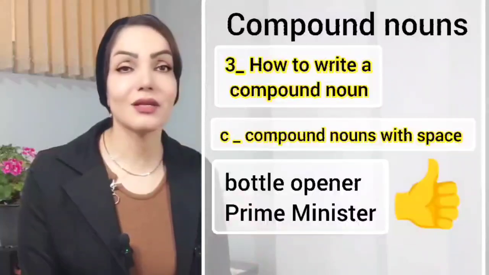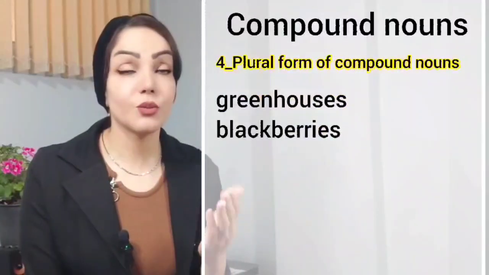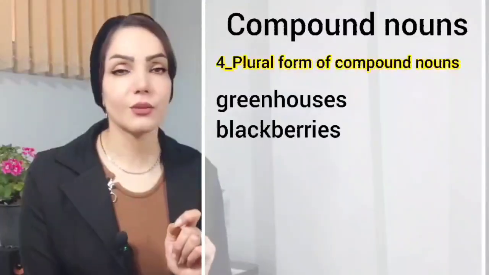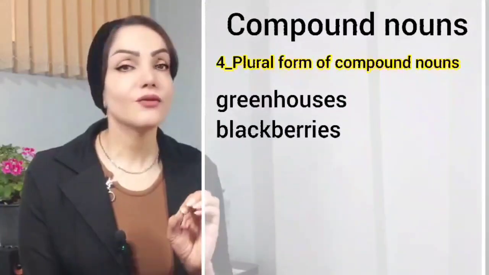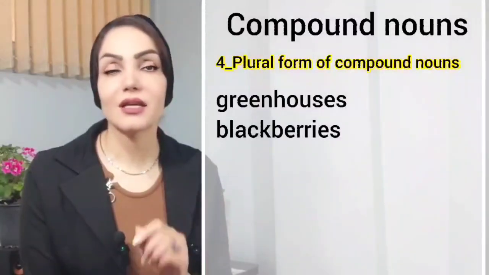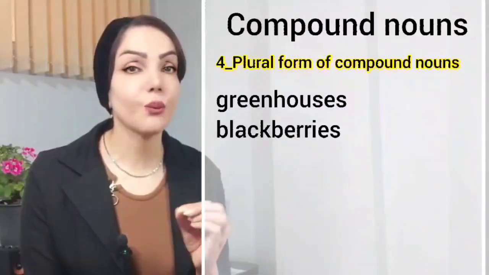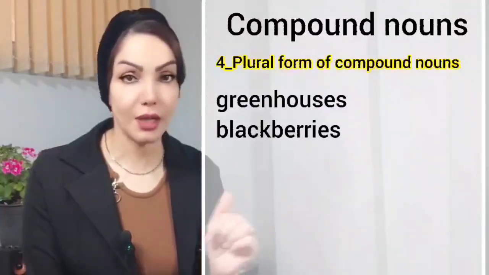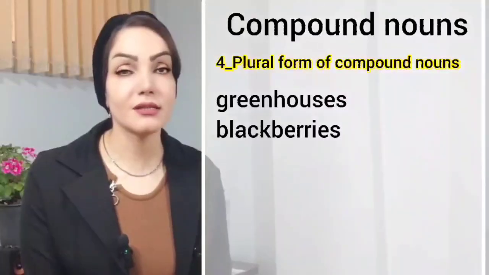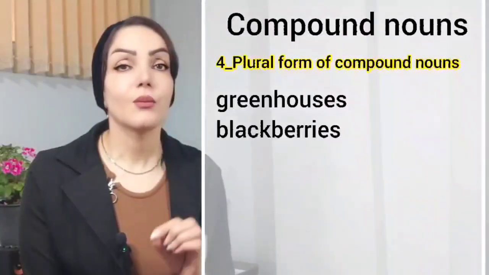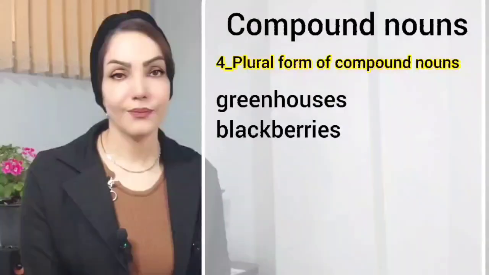Let's continue with the next part, how to make plural forms of compound nouns. Let me tell you something. Normally, we add s or es to the last word of a compound noun to make plural compound nouns. For instance, greenhouses or blackberries.